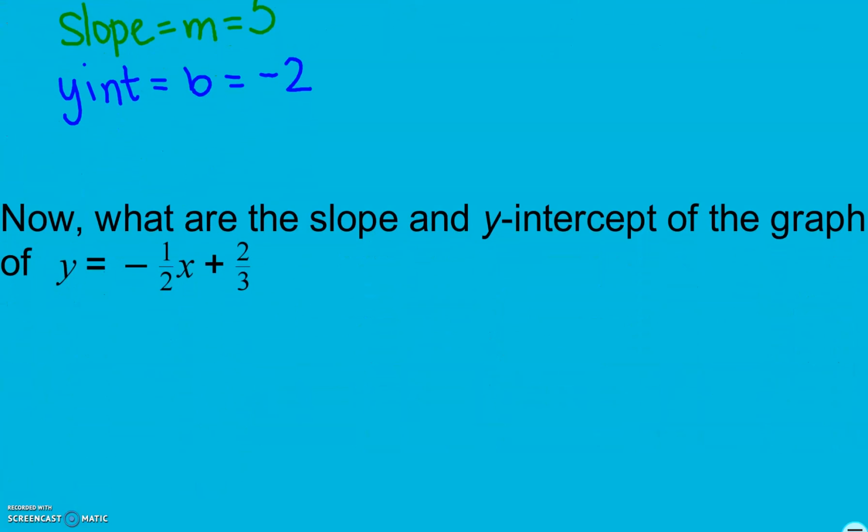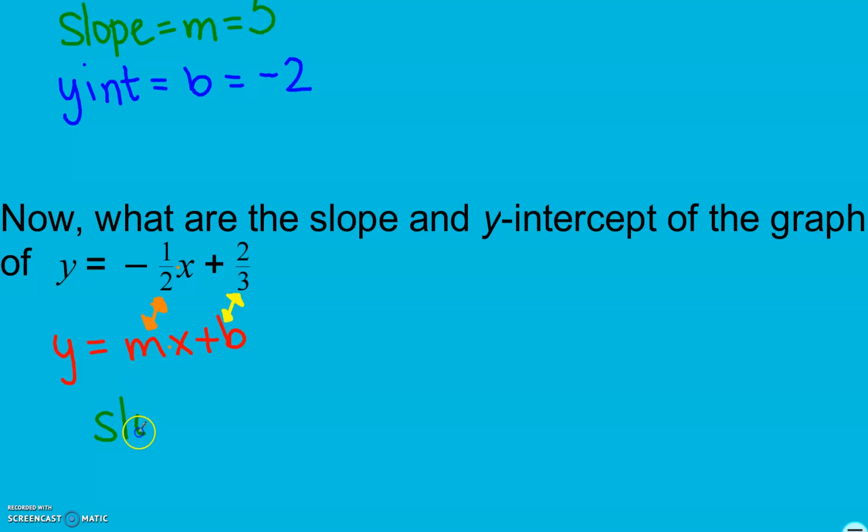Now give this one a try. We want to know what are the slope and y-intercept of the graph of our function here. So y equals mx plus b. So again, in both of these functions, it's y equals and y equals. Then we can compare. The coefficient of x is my slope, which here is -1/2. My b value is what's added on after the fact, which here is 2/3.